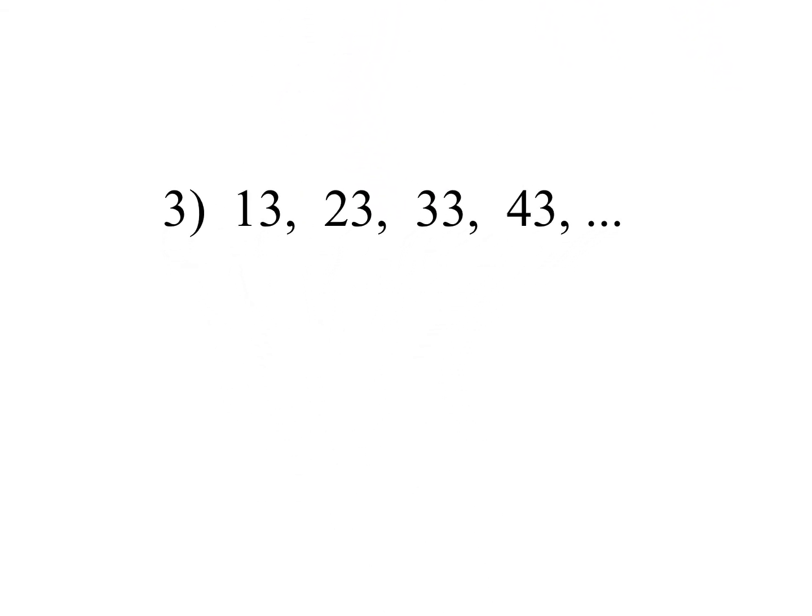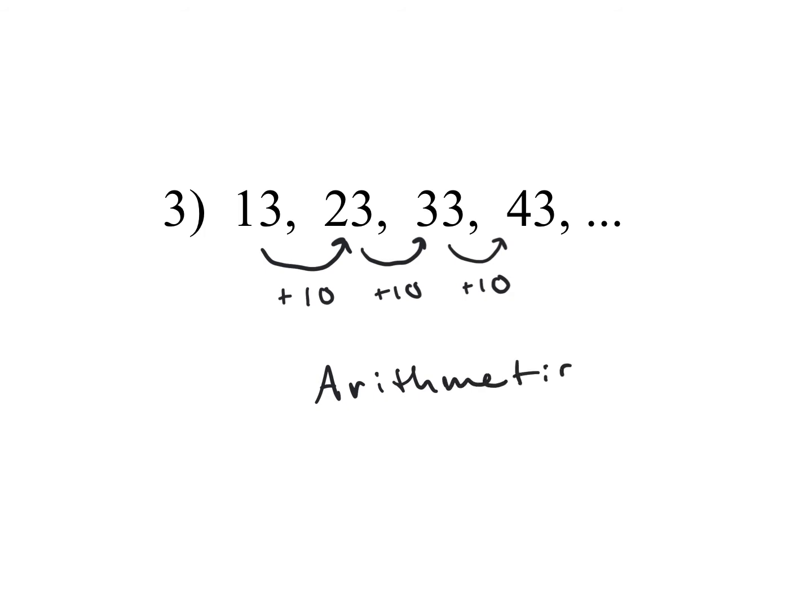Number 3. What are we adding to get from 13 to 23? And we're adding 10 to get from 23 to 33. And 10 from 33 to 43. So since we're adding the same number each time, it's arithmetic. So number 3 is arithmetic.